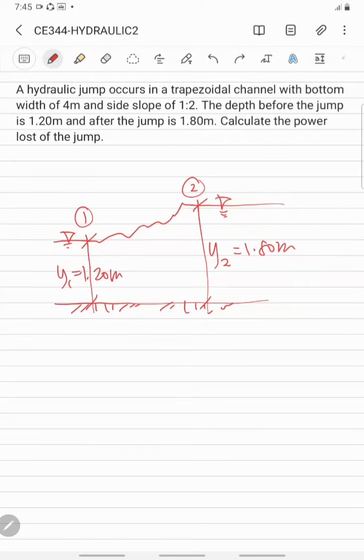This is a continuation of example number 1 for hydraulic jump in our trapezoidal channel. Here we have to calculate the power lost of the jump. If this is the cross section of the jump, the depth before the jump is 1.2 meters and the depth after the jump is 1.8 meters.